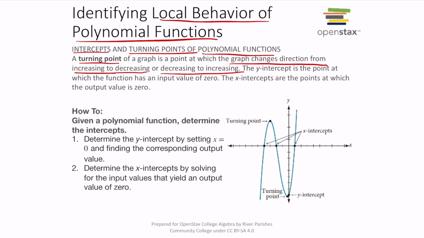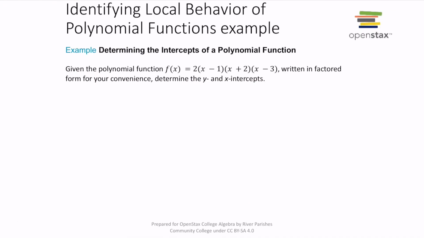Next is the y-intercept. The y-intercept is basically the point at which the function has an input value of 0, the point at which the curve touches the y-axis. The x-intercept is the point where the curve touches the x-axis. And these 2 points here represent the turning points, where the function goes from either increasing to decreasing or decreasing to increasing.